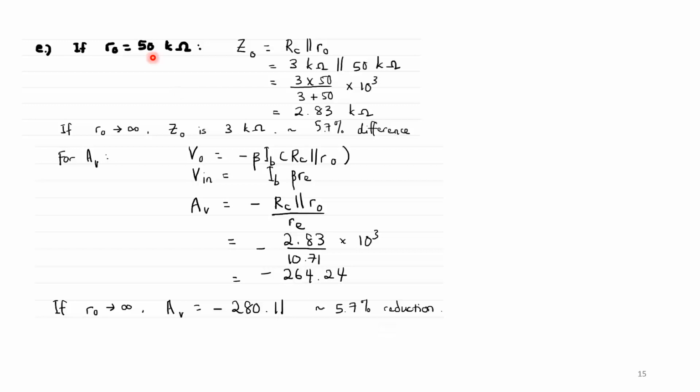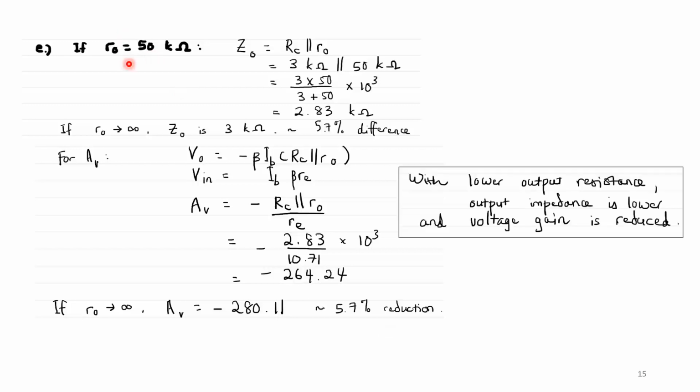If Rout becomes smaller, gain will also become smaller, which goes on to me commenting in my solution that with lower output resistance, output impedance is lower and voltage gain is reduced. So for an ideal situation, Rout should be as large as possible so that the output impedance is as big as possible and the voltage gain is not reduced.